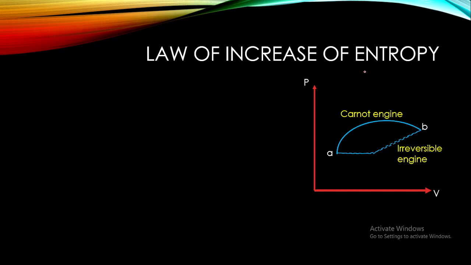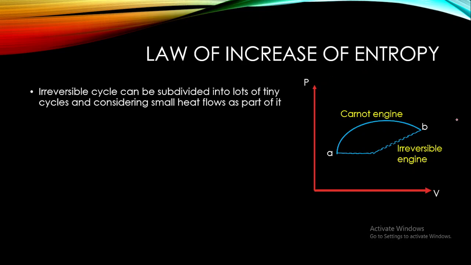Now I am going to split up the entire cycle into lots of tiny cycles, considering a small heat flow as part of it. So you have two parts available. One is from A to B, which is using a reversible engine, and the other is from B to A using a Carnot engine. And we have the expression, as we are representing a very small heat flow. So instead of Q2 prime, I have d̄Q2 prime divided by d̄Q1 prime is greater than T2 by T1, from the previous expression.